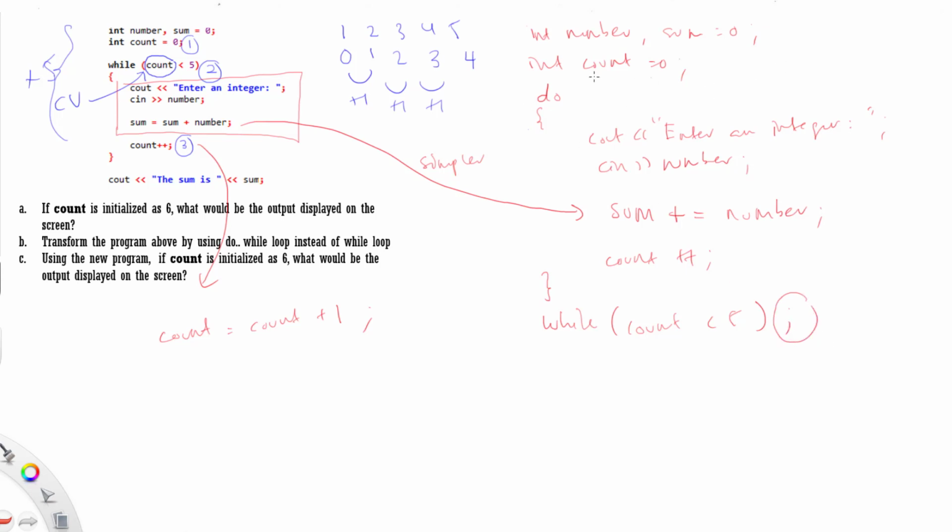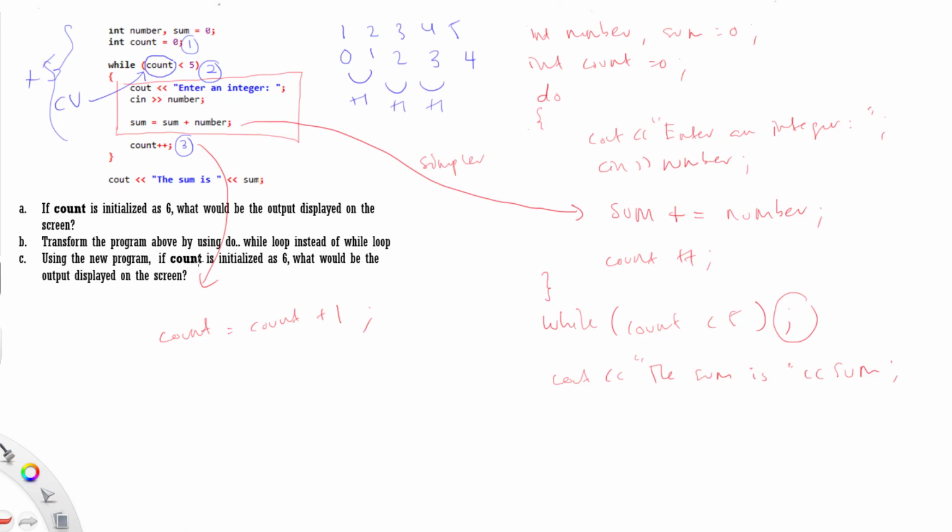Okay, since we have written everything down, we have another statement here, which is cout the sum is sum. So this is how we transform this program from a while loop to a do while loop. All right, so let's take a look at the next question.